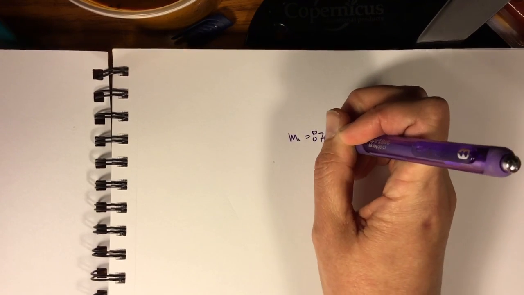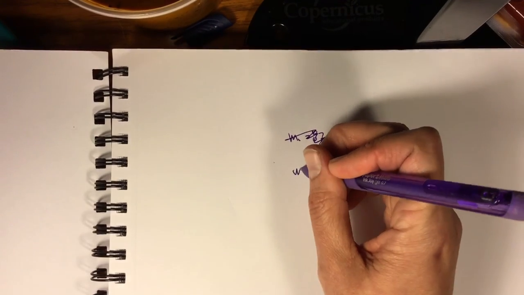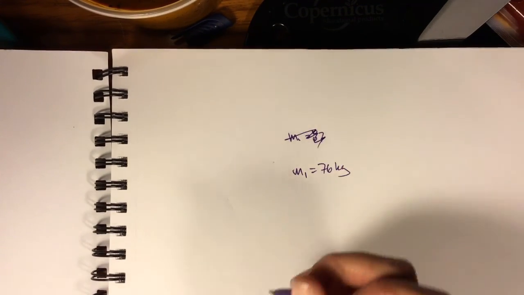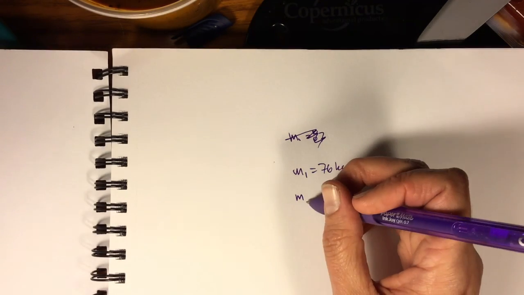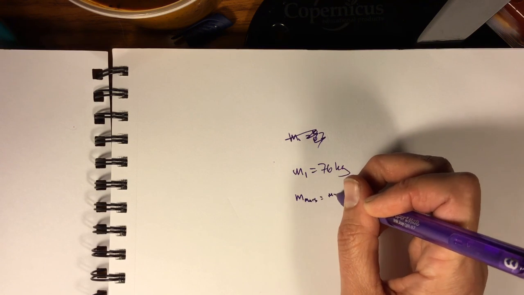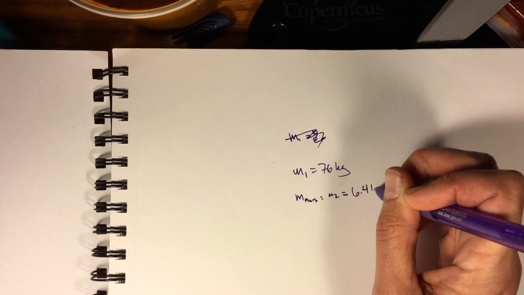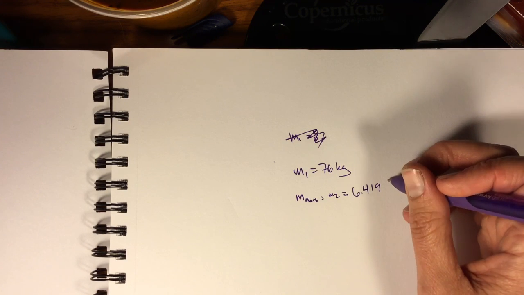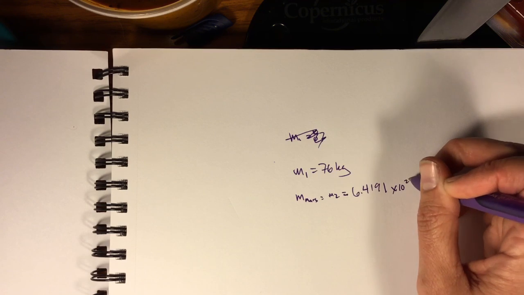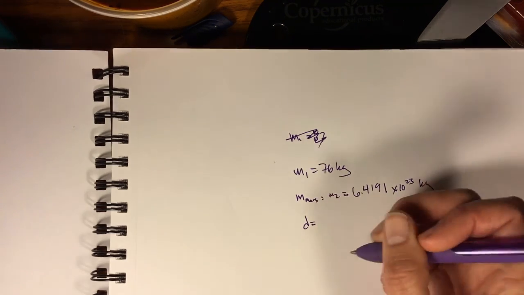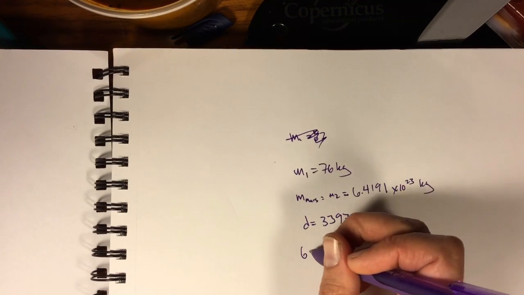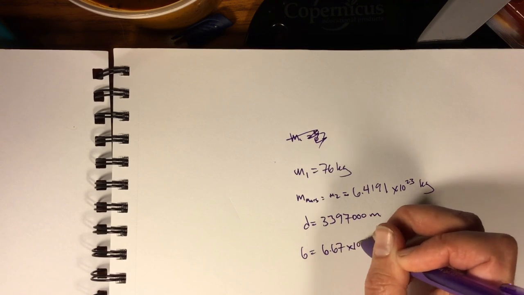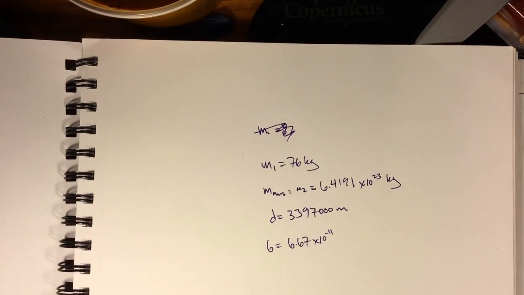In this case, mass 1 is 87 kilograms. Sorry, if I look at mine, mass 1 is 76 kilograms. I'm not solving A, make sure you solve A, okay? The mass of Mars is going to be my mass 2, and that is 6.419 times 10 to the 23rd kilograms. And the radius, or distance, is 3,397,000 meters. And I know that G is 6.67 times 10 to the negative 11th. So now I have everything I need to solve for force.